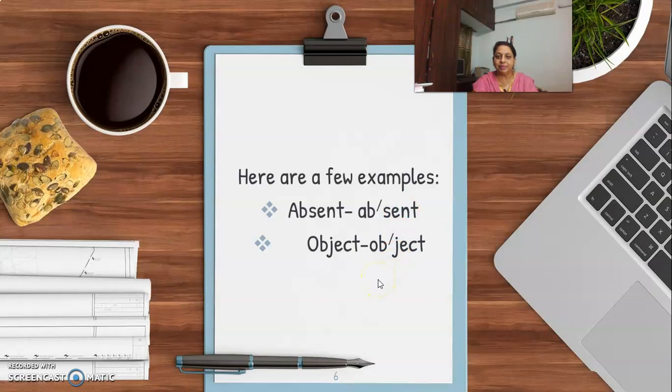So, absent and absent, object and object. Here we are talking about a thing, an object, and here we are objecting to a certain thing. So that's a verb. So that's how the stress is.